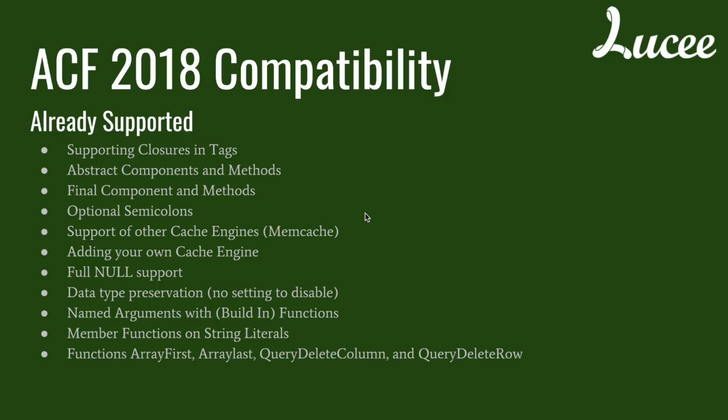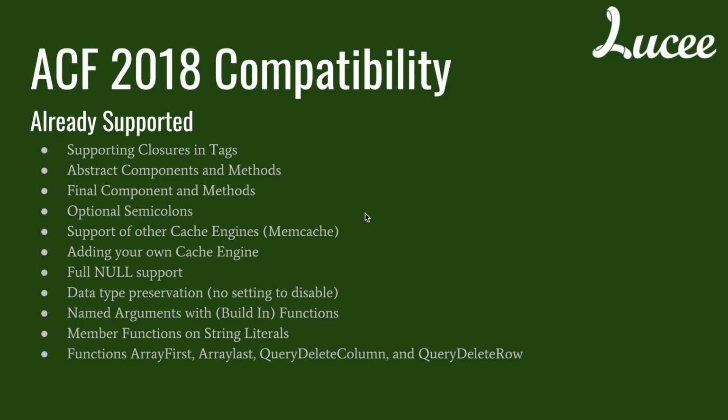And full null support, we also support that as well. You can enable or disable that with a flag, but that is already supported with a certain limitation. I will come back to that later. And data type preservation is also something that was supported in Lucee from the beginning. When you define a literal number or a literal boolean in ACF, it is always converted to a string. Lucee never did that, and that caused a lot of problems in the past with ACF, and finally they changed how that works. But Lucee was working that way from the beginning, so no concern there.